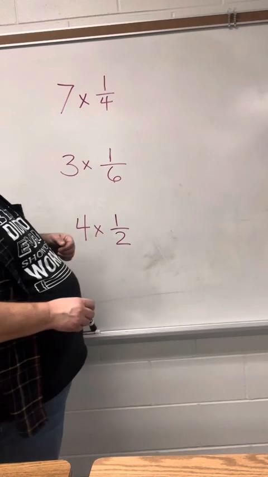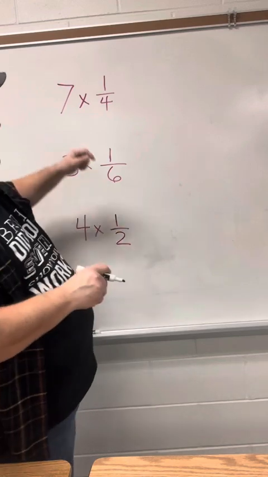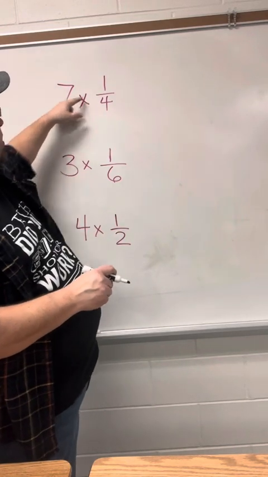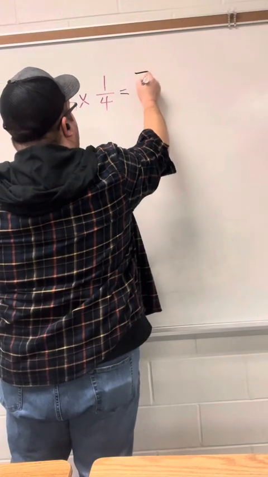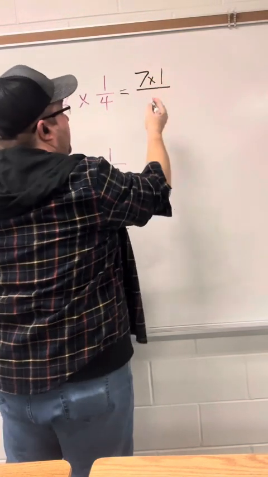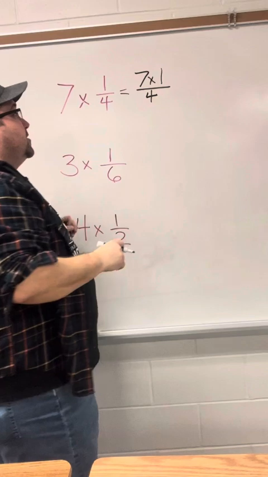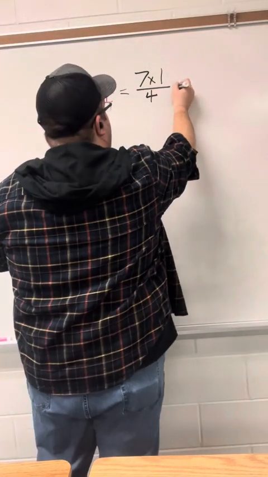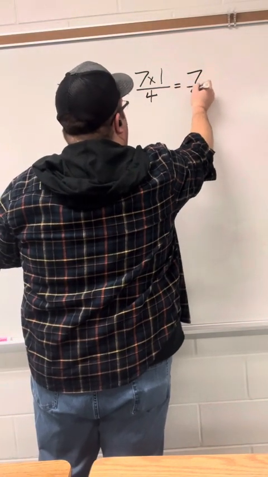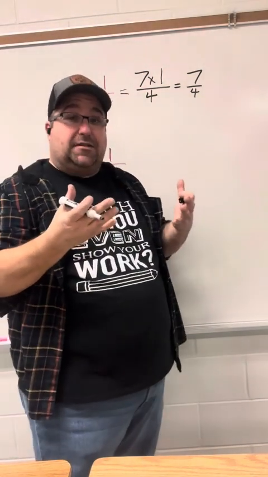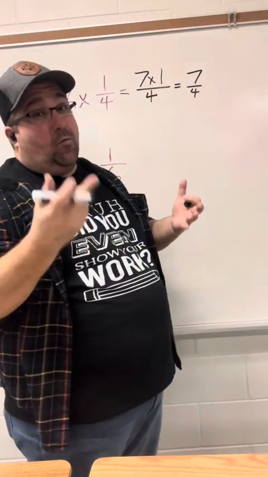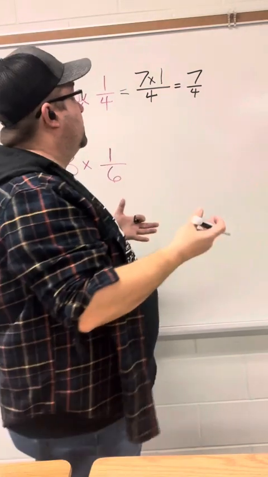Okay, so let's work through these real quick. 7 times 1/4. I'm multiplying the whole number by the numerator. So 7 times 1, and my denominator stays the same. So 7 times 1 is obviously going to be 7/4. So now, how many times does 4 go into 7? Well, it only goes in once. It almost went in twice.